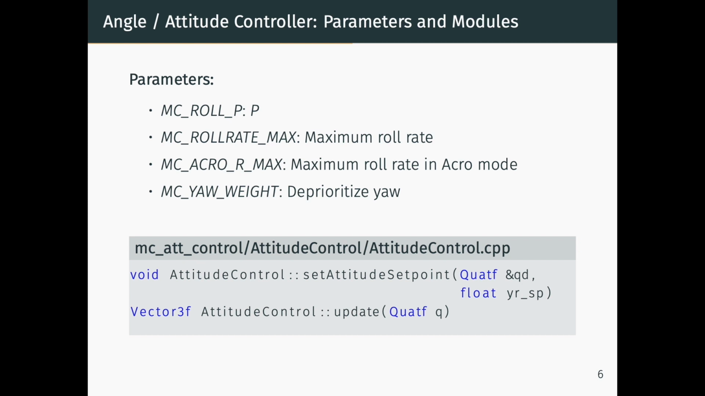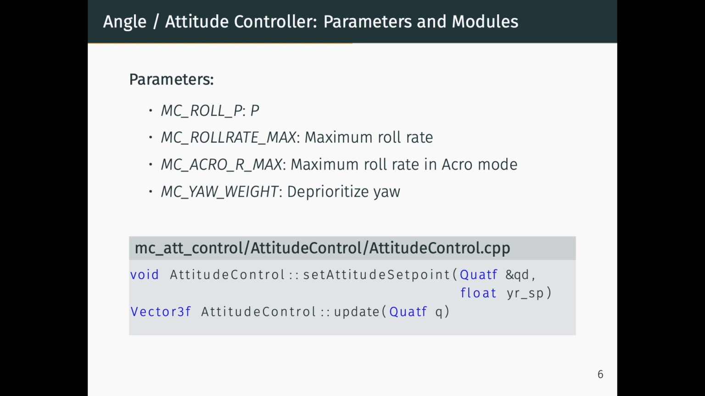The parameters of interest are the MC roll P parameter for the proportional gain and the MC roll rate max parameter to limit the allowed roll rate of the vehicle. These parameters also naturally exist for pitch and yaw as well. When flying in acro mode, you can set the MC acro max parameters to limit the maximum commanded rates.